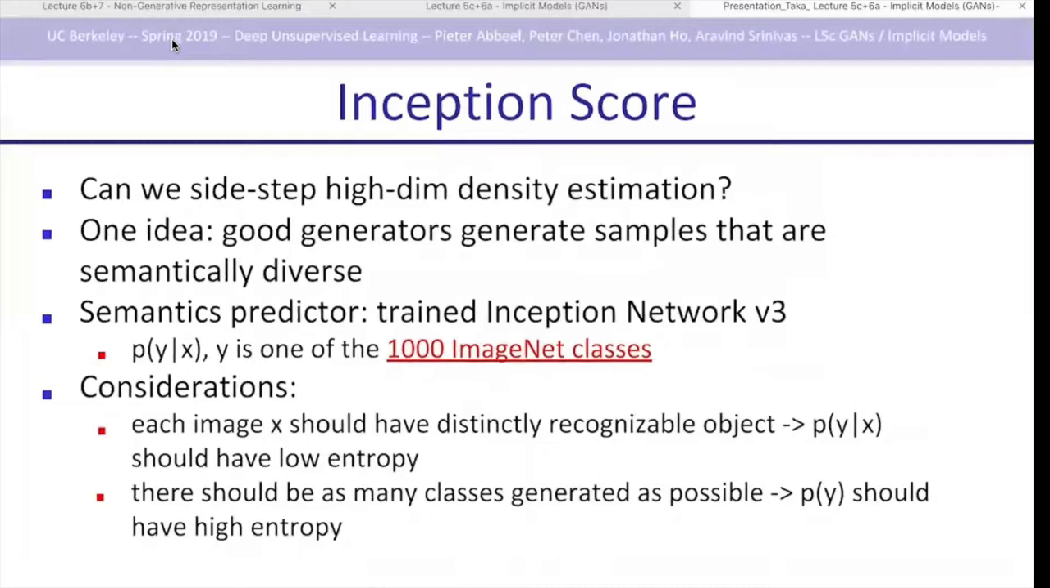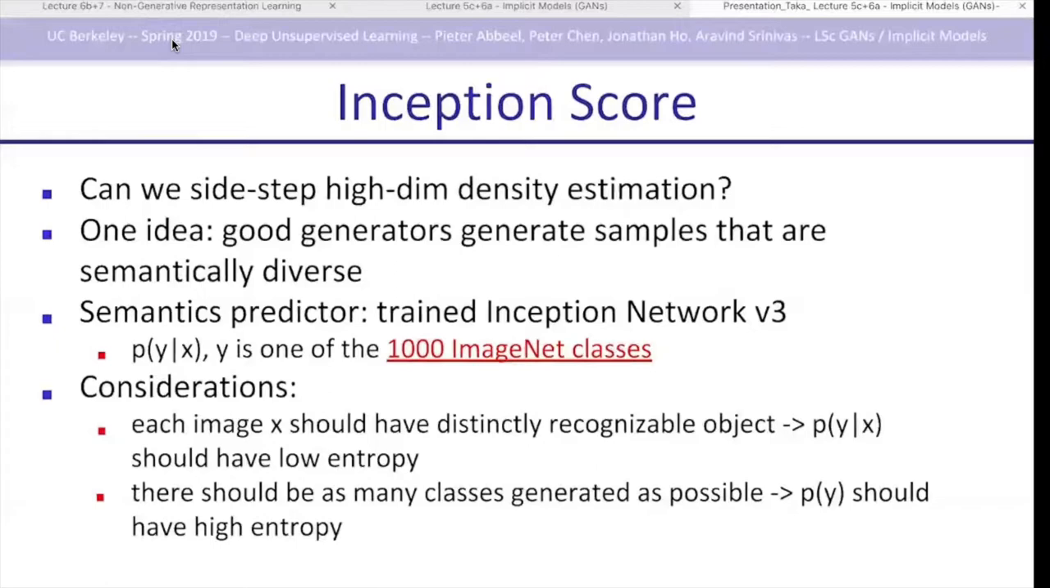Especially for image processing problems, we may use the inception score. The concept is that we use a pre-trained inception network. This is a classifier pre-trained on the ImageNet dataset, which has 1,000 classes, so it is a multi-class classifier. We use this pre-trained classifier to see whether GANs are good or not.